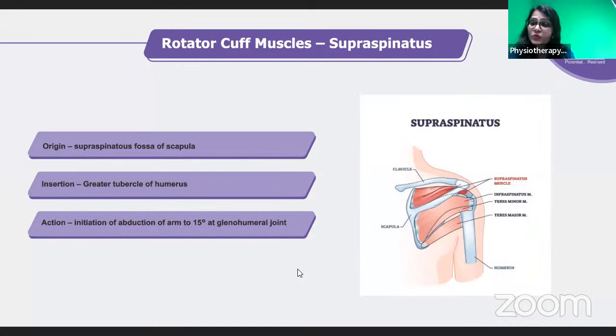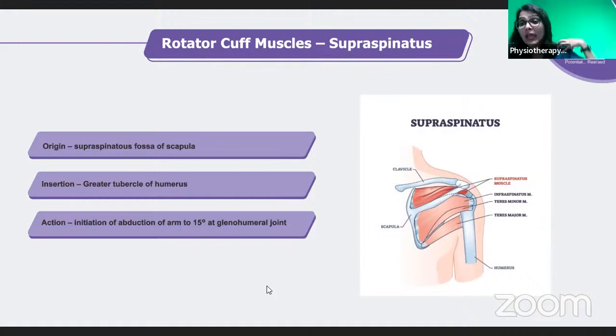So from the supraspinous fossa to the greater tubercle of the humerus, it initiates the abduction of the arm up to 15 degrees. From 0 to 15 degrees, your supraspinatus plays a major role. So which muscle takes the action of abduction after 15 degrees? Till 15 degrees, your supraspinatus was there. After that, who is taking care?